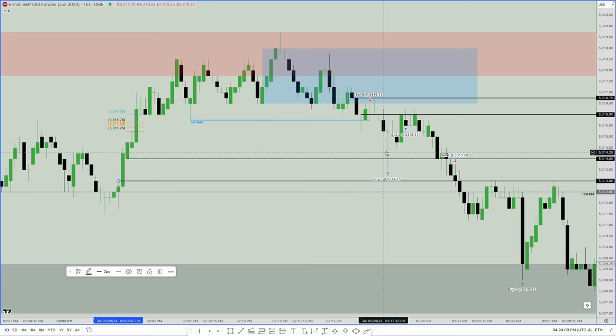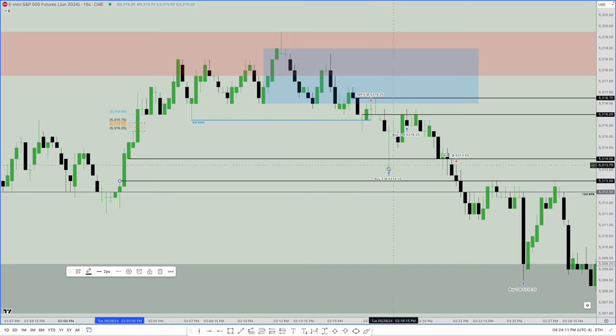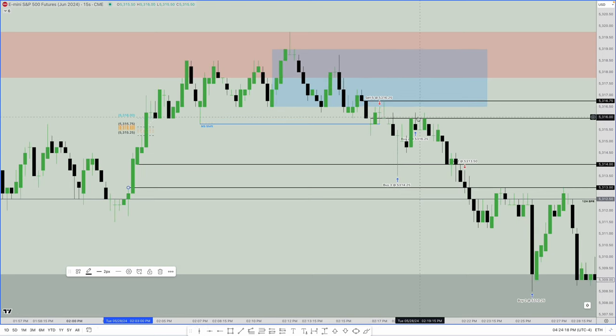So we had this imbalance. As soon as price dropped into that, I wanted to take off three because I sold five up here, take off three. And then, like I said, I moved my stop loss to break even. So you see, I got in at 5316.25, and then it stopped me out at the same price.